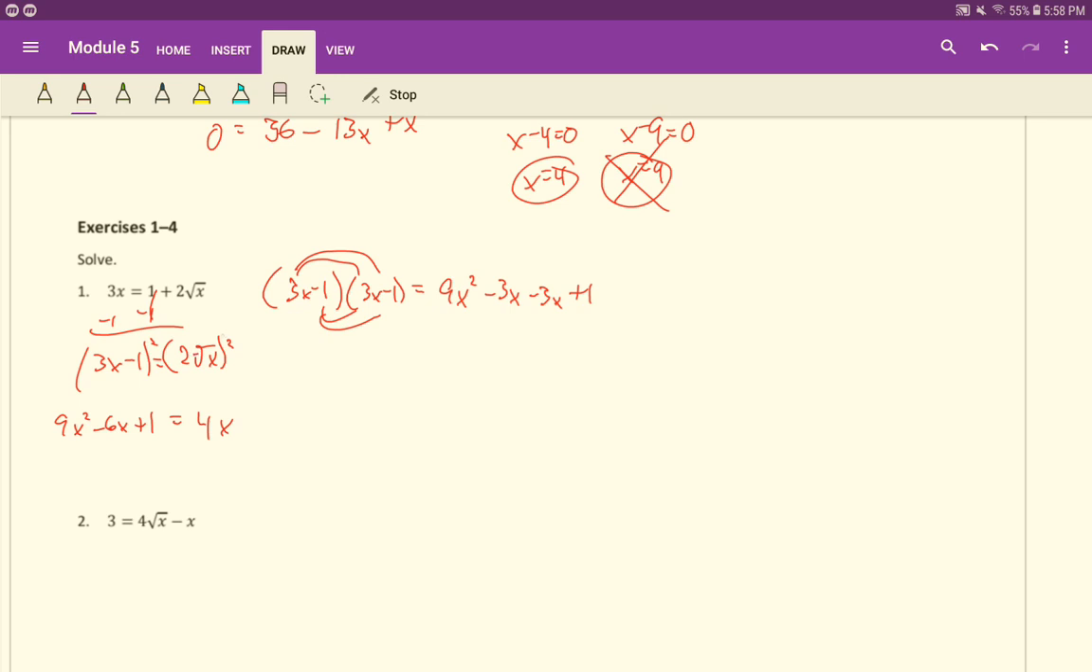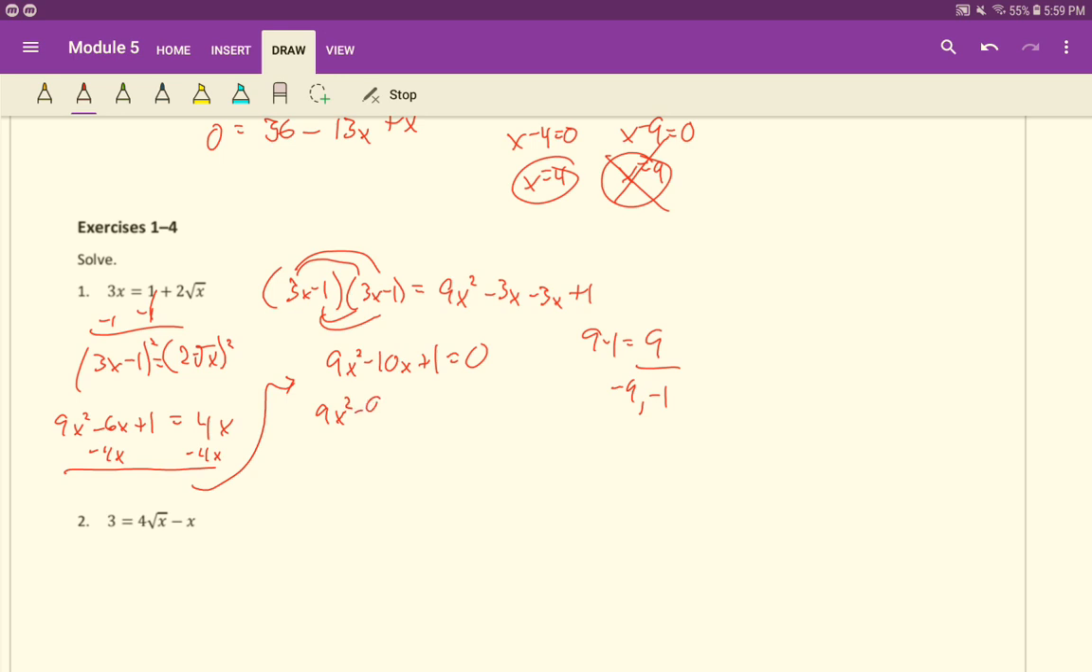Again, when you square, since it's a product, you can just distribute the square to both terms there. Okay, now, again, it's a quadratic, so let's try and see if you can get equal 0 and factor it. So we'll subtract 4x from both sides. I'm running out of space, so I'll put it up here. 9x squared minus 10x plus 1 equals 0. And we're going to factor. Now, since our a is not 1, we'll have to do the AC method. So 9 times 1 equals 9. We'll need two numbers that multiply to make 9, but add to make negative 10. And those two numbers are negative 9 and negative 1.